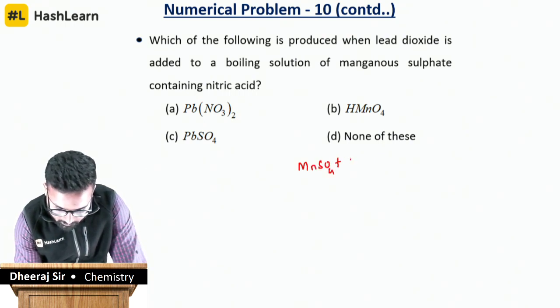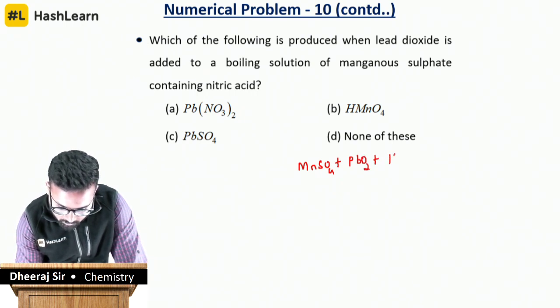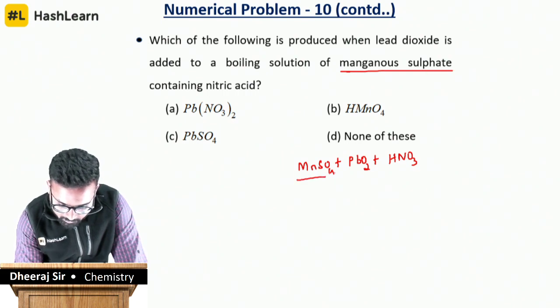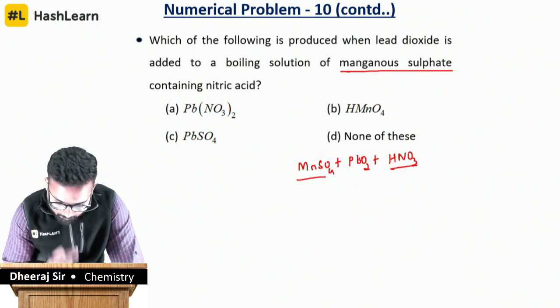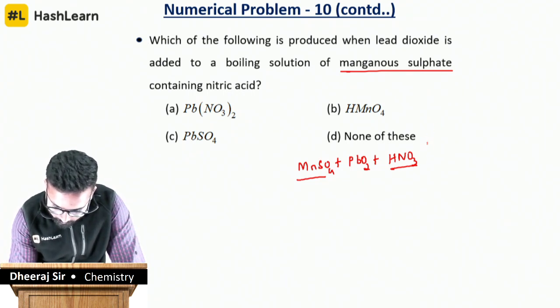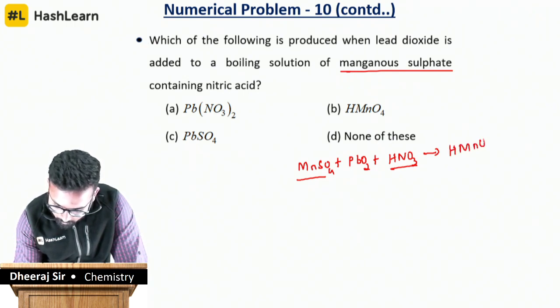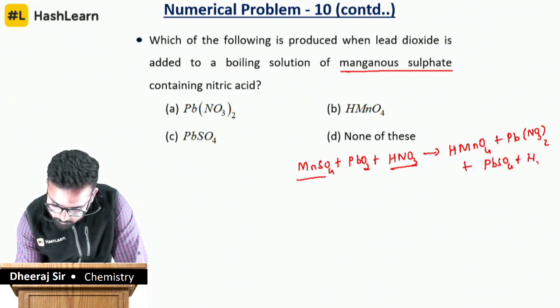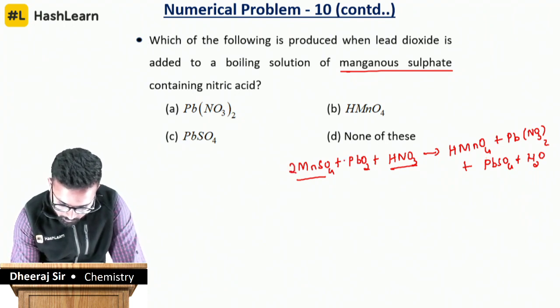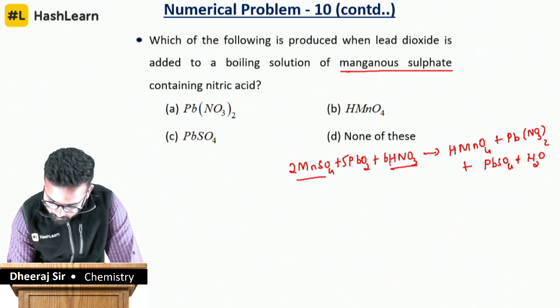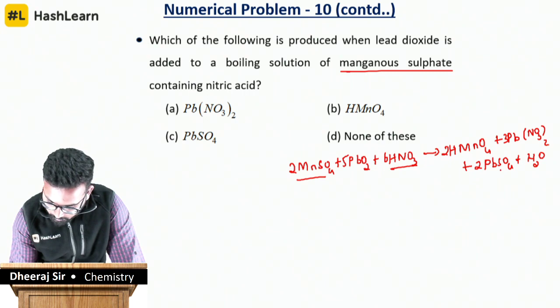MnSO4 plus PbO2 in the presence of nitric acid. So I have taken manganese sulfate and I have taken nitric acid, and it is lead dioxide. Now quickly it gives me HMnO4 plus Pb(NO3)2 plus PbSO4 plus H2O. If you want me to balance the reaction, this will become 2, then 5, 6, 2, 3. Yes, Pb, how many times? Okay, 3, and this will be 2, and here we go, 2.